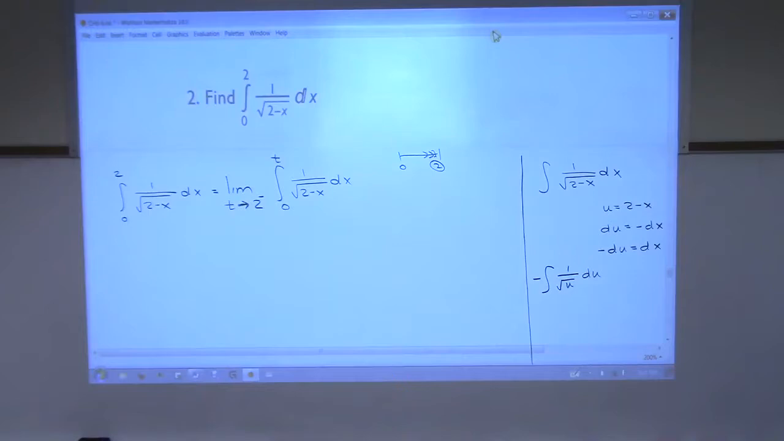From the left. So think about this interval. We're supposed to go from a to b, right? But at b, we have a problem. So what we're going to do is approach b from this side, and that's what that little negative means up there. Any questions?